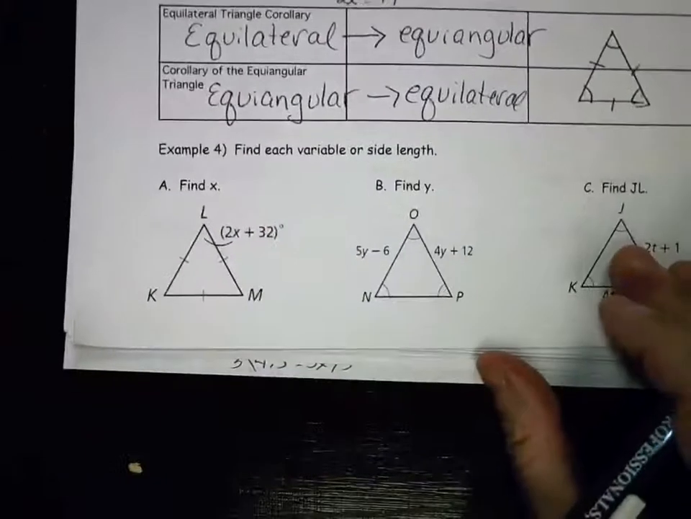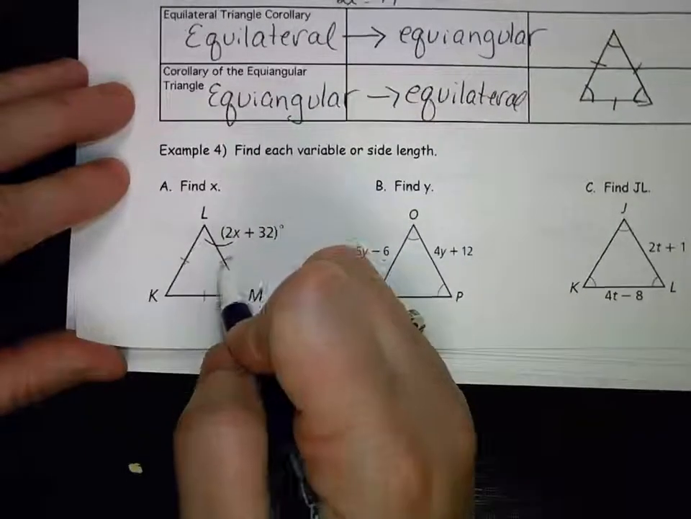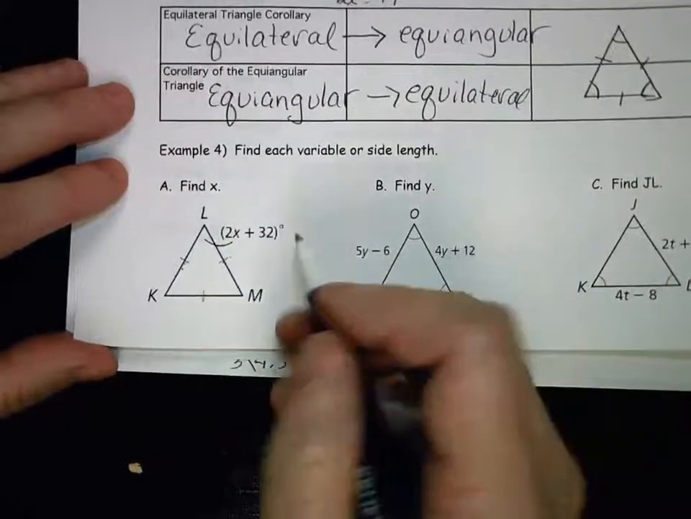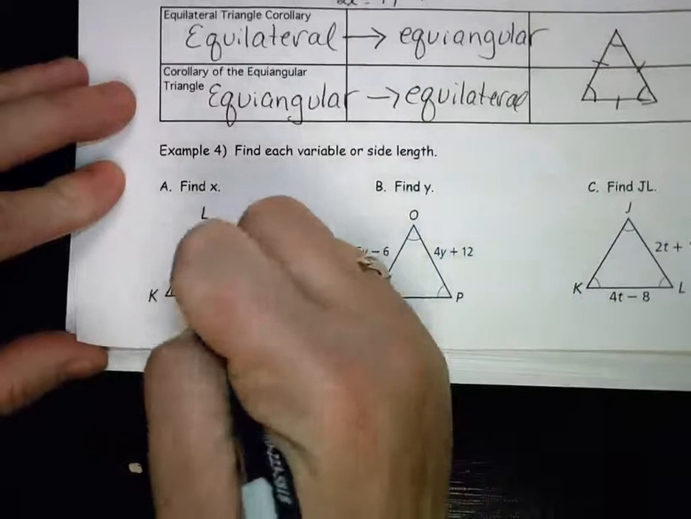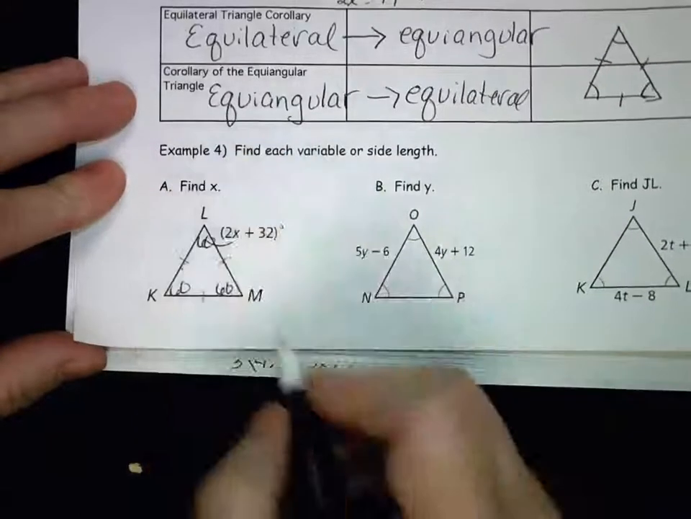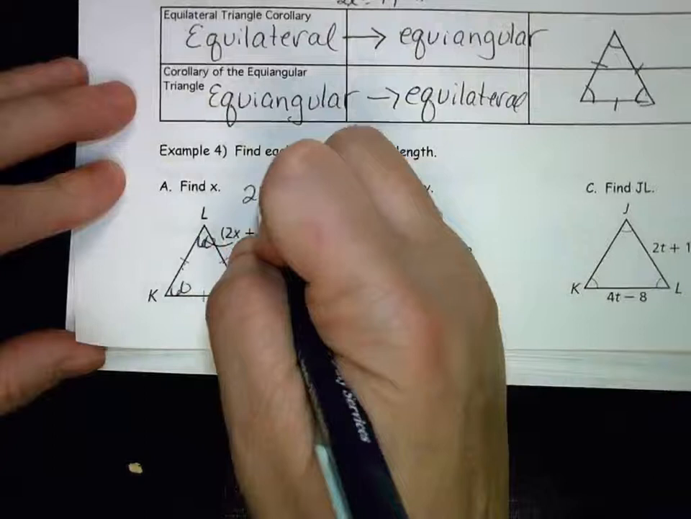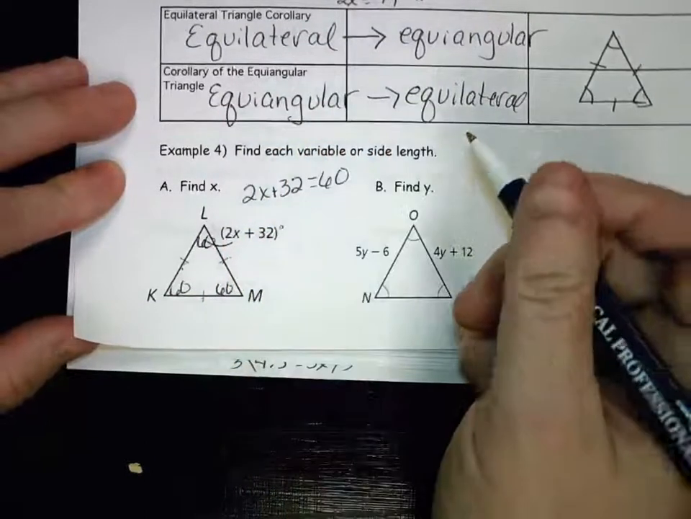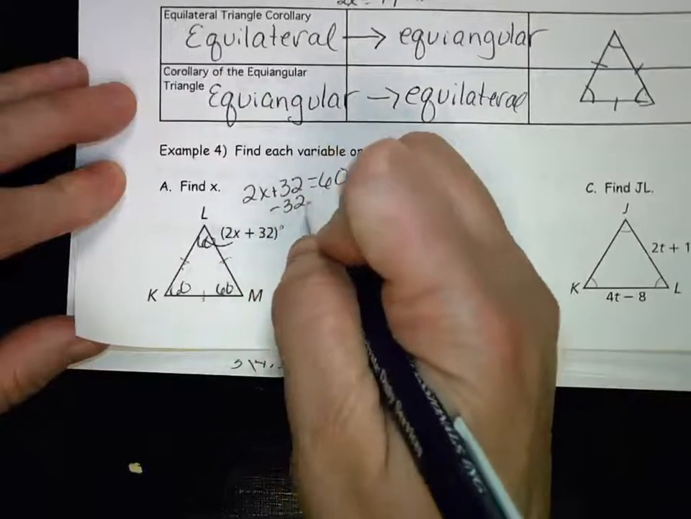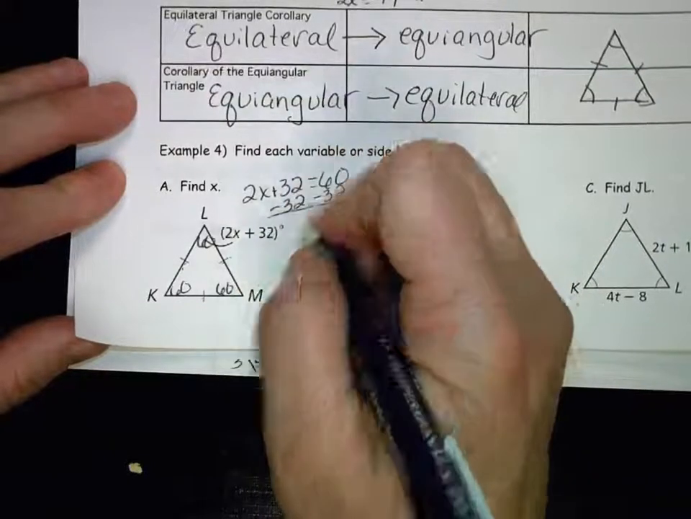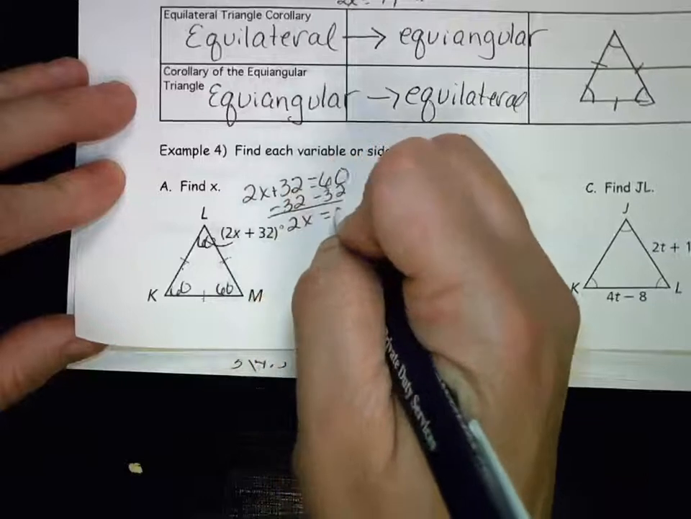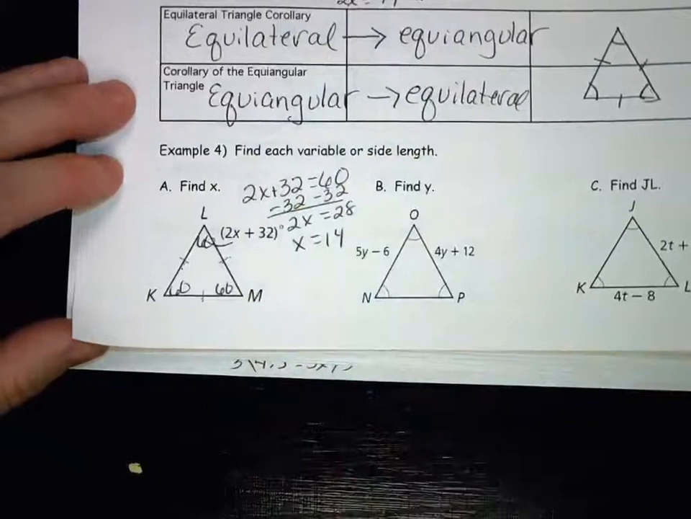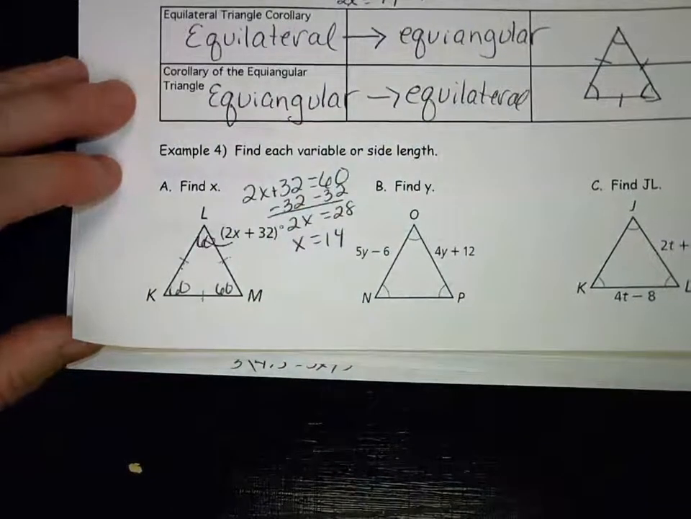So using that down here, we have three sides. Those are equal. That means the angles will all be equal. And that means the angles are all 60 degrees. So 2x plus 32 equals 60 degrees. Subtracting 32 from both sides, you have 2x equals 28. And when you divide both sides by 2, x equals 14.